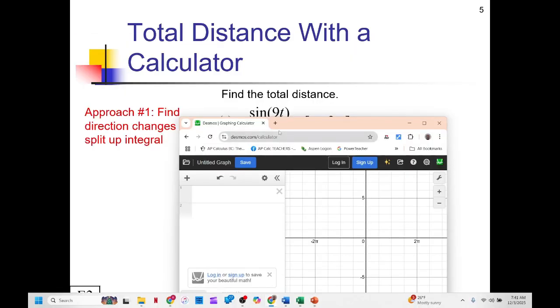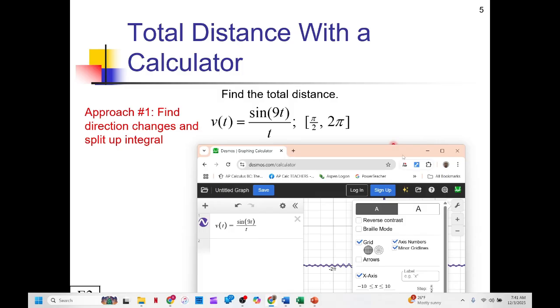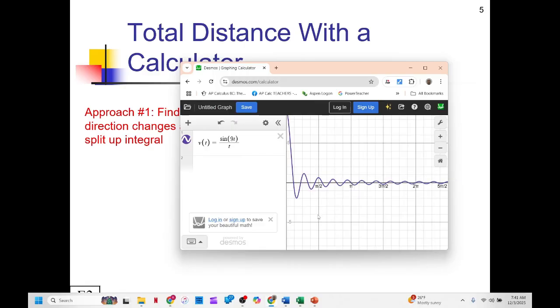So if I go to Desmos and graph this out, we've got v of t equals sine of 9t over t. Ooh, that's kind of wild. Let's look at the interval from pi over 2 to 2 pi. So let's go to my wrench, and let me just move this up so I can see it. I'll make my x-axis go from 0 to 2.5 pi, and we'll make our steps go by pi over 2 so that we can see pretty clearly. So our interval starts here at pi over 2 and ends here at 2 pi.